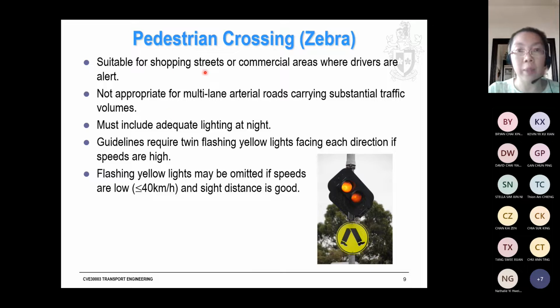So it is suitable for shopping streets and commercial areas where drivers are alert and moving slowly, not at high speed. It is not appropriate for multi-lane arterial roads carrying substantial traffic volumes. It must include adequate lighting at night, and guidelines require twin flashing yellow lights facing each direction. This is in Australia. They have this symbol to indicate a pedestrian crossing.